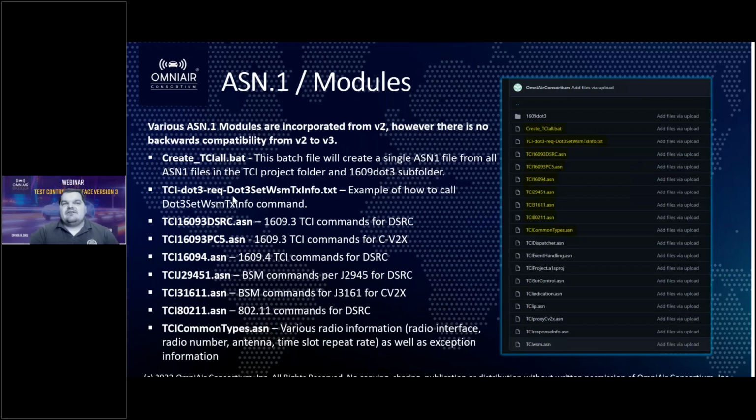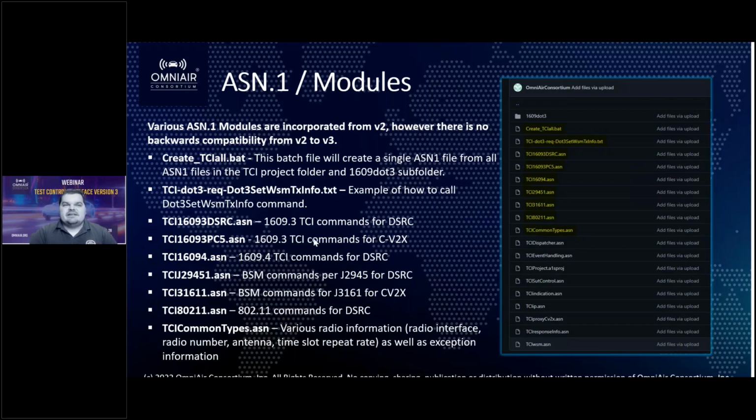The create_TCI all.bat is a batch file which will create a single ASN.1 file from the ASN files in the TCI project folder and the 609.3 subfolder. The .3 set WSM txinfo.txt is an example of how to call the .3 set WSM txinfo command. I don't think any of that has changed from the last revision. Then you have your actual commands per section.